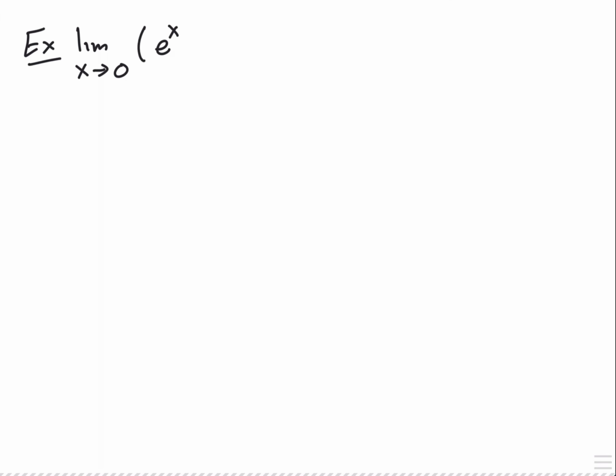Okay, so we have the limit as x goes to 0 of (e to the x plus x) raised to the 1 over x. What do we get when we evaluate? So e to the 0, what is that? 1 plus 0, which is 1. Okay. 1 to the infinity, right? What is that?